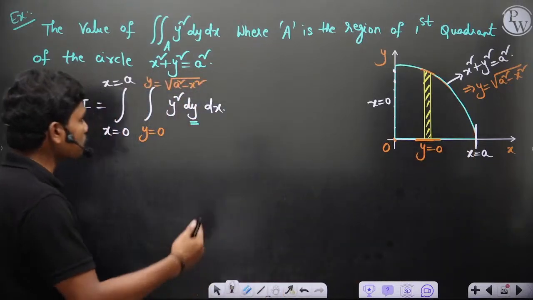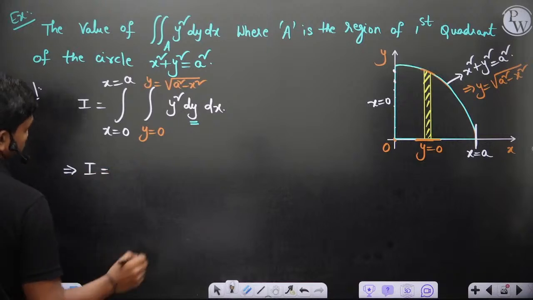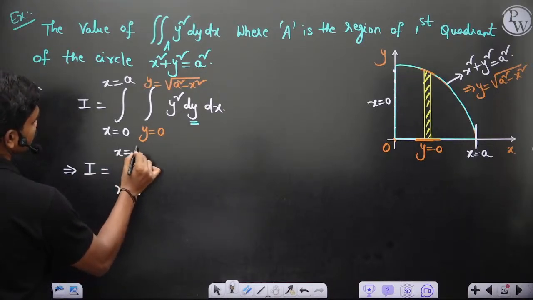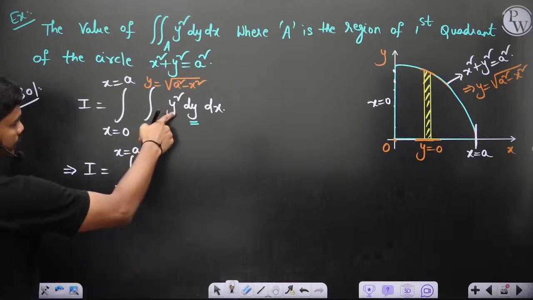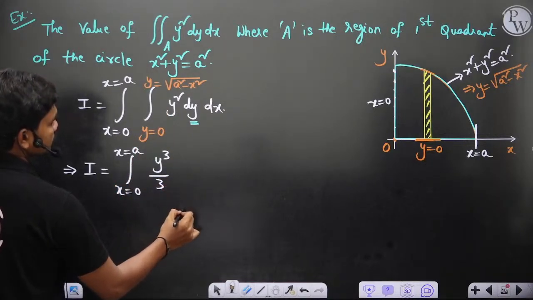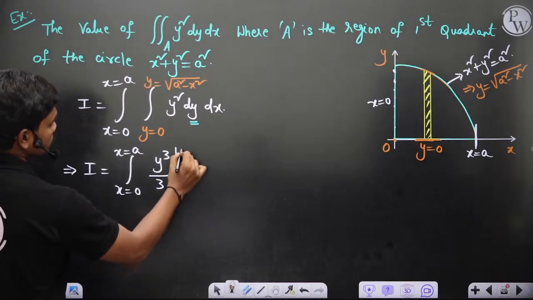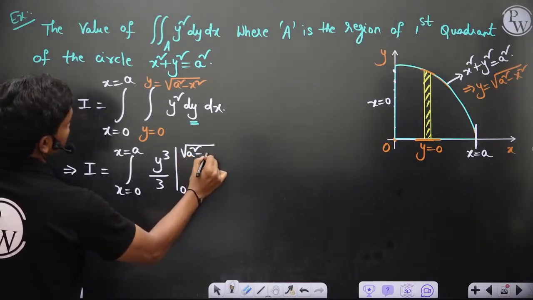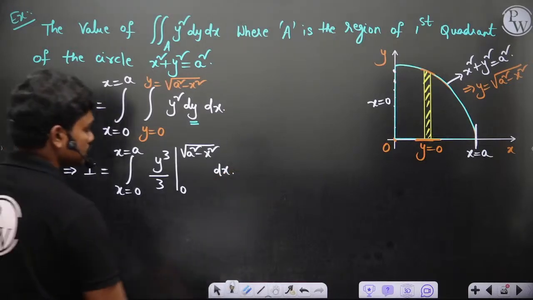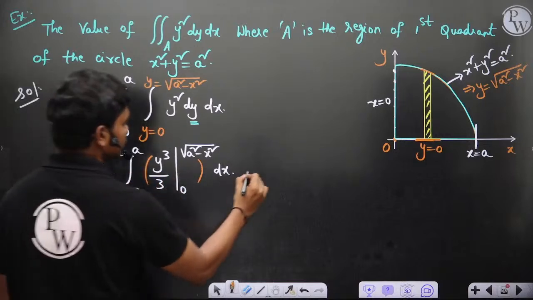So if you calculate this integration, I is equal to the integral from x equal to 0 to x equal to a. Then if you integrate with respect to y, it's y cube by 3, obviously, from 0 to root of a square minus x square, dx. Okay, so this is what you get. Then let's try to simplify this.